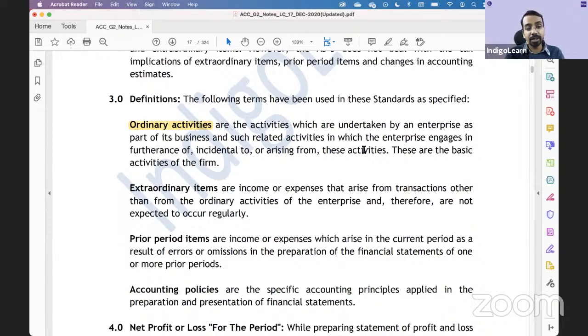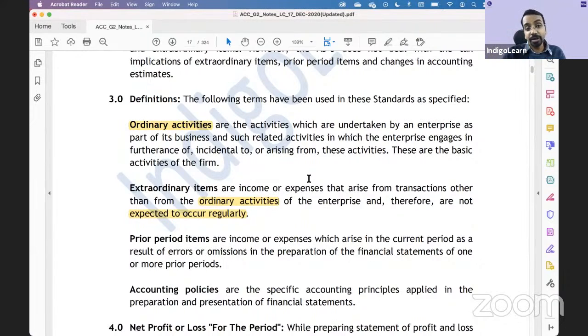Then what are extraordinary activities? There is nothing called extraordinary activities, it is extraordinary items. Extraordinary items are those items which arise other than from ordinary activities of the enterprise, and they are not expected to occur regularly. So these are not from the ordinary activities, and they are not expected to occur regularly. That is when we call these items extraordinary items.